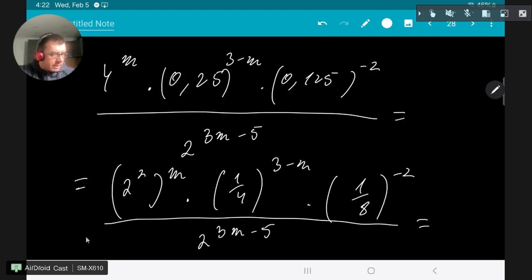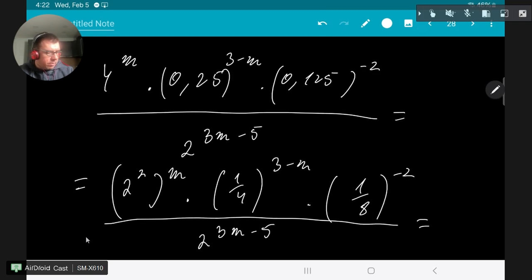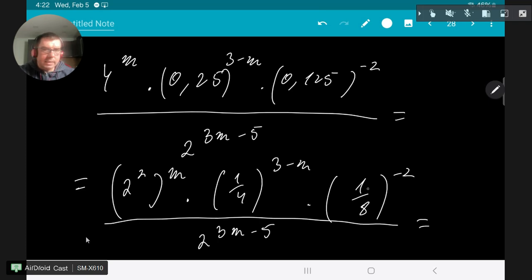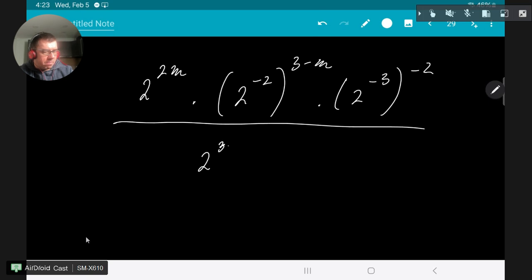1/4 is the same as 1 over 2 to the power of 2, which is 2 to the power of minus 2. 2 to the power of minus 2 to the power of 3 minus m. 1/8 is the same as 1 over 2 to the power of 3, which is 2 to the power of minus 3. 2 to the power of minus 3 to the power of minus 2 over 2 to the power of 3m minus 5.